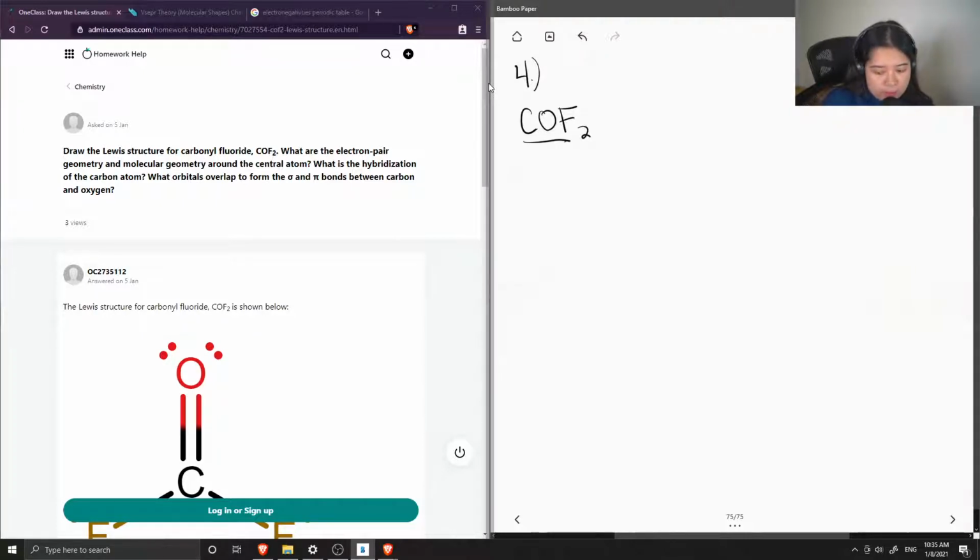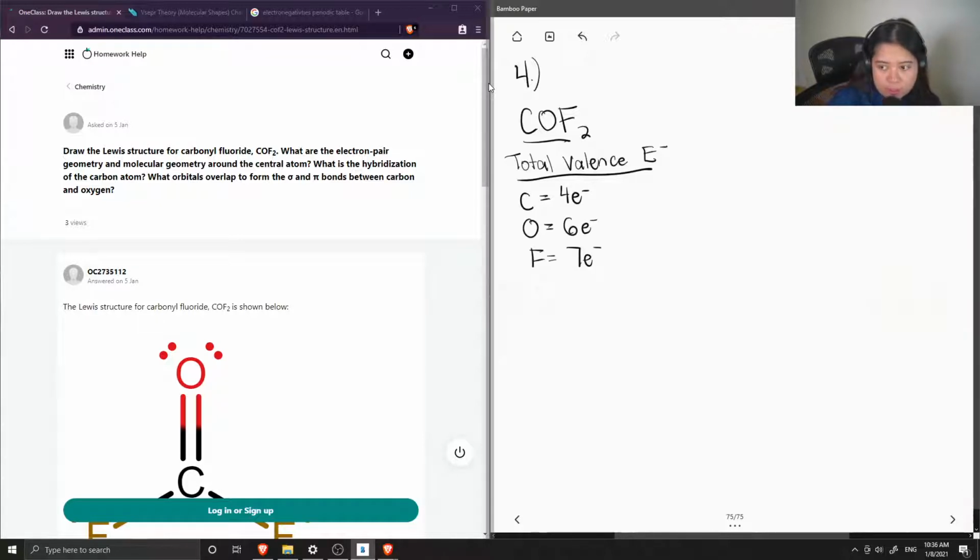Okay, so let's find the total number of valence electrons in order to help us draw our Lewis structure. Carbon has 4 valence electrons, oxygen has 6, and fluorine has 7. And there are 2 fluorine atoms, so we multiply this by 2 and add them all up, and we get 24 valence electrons.